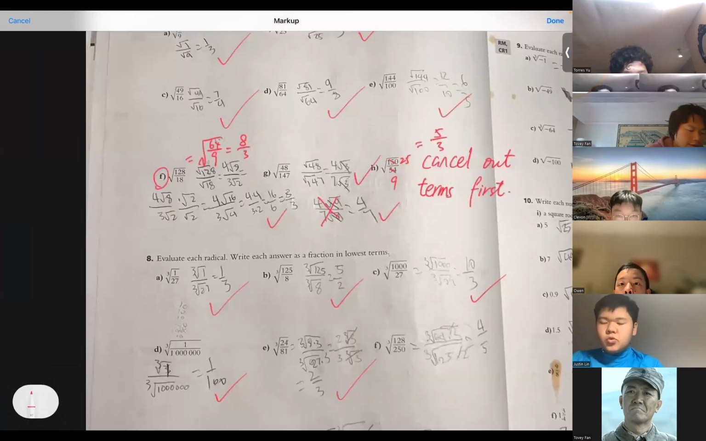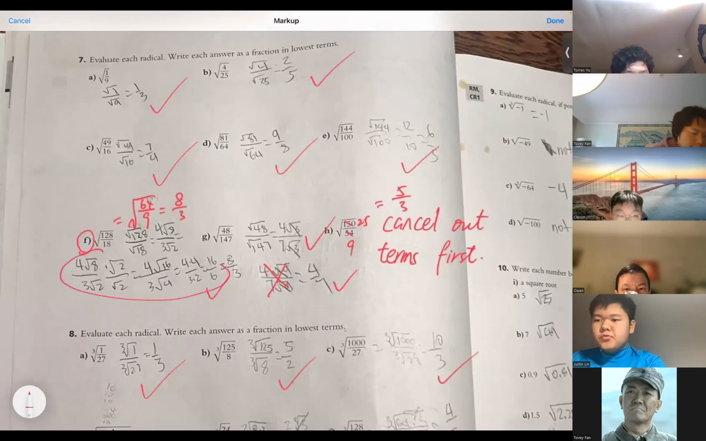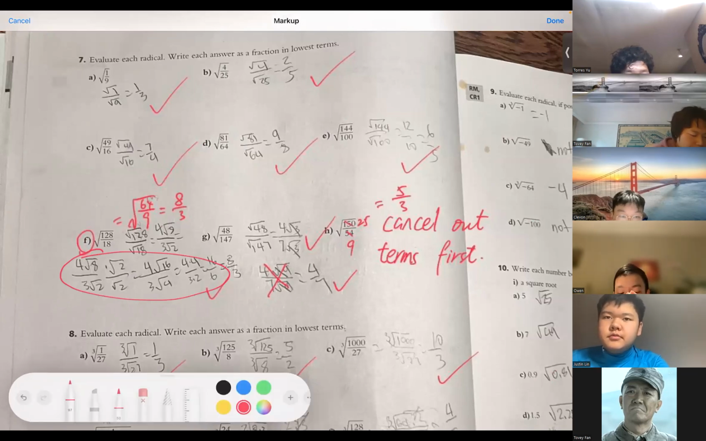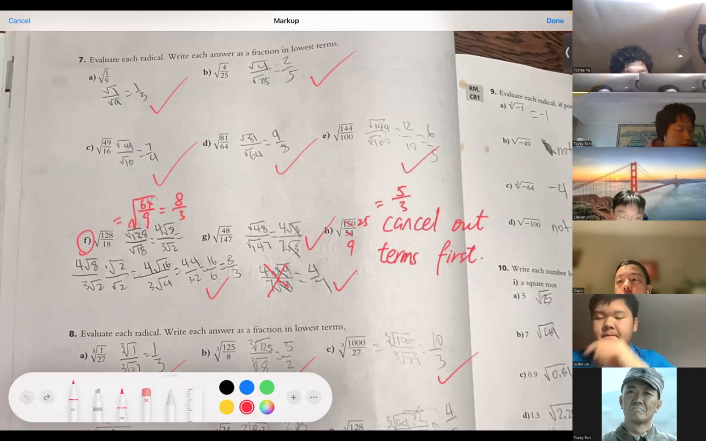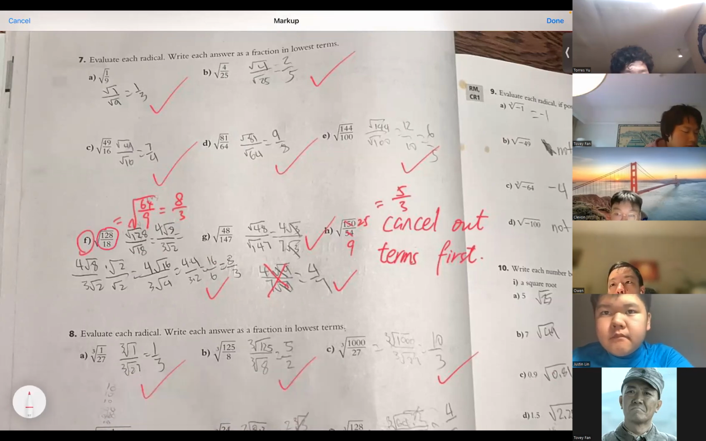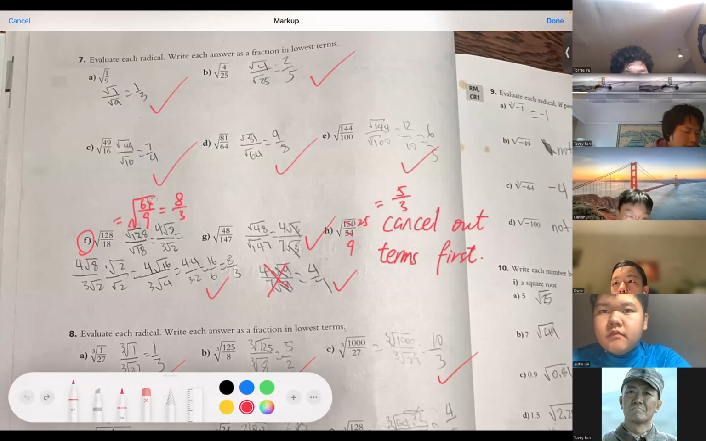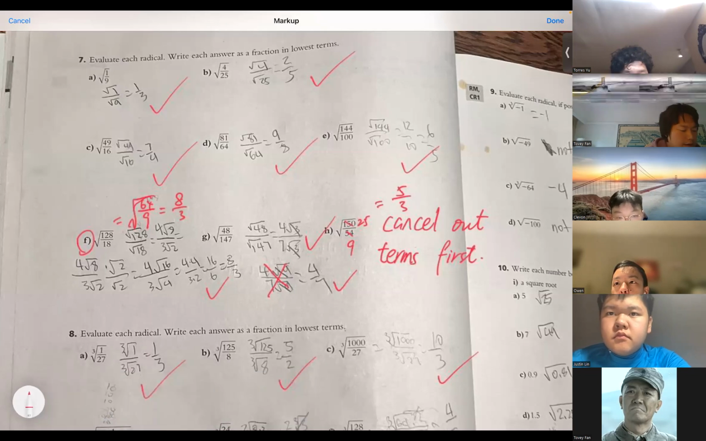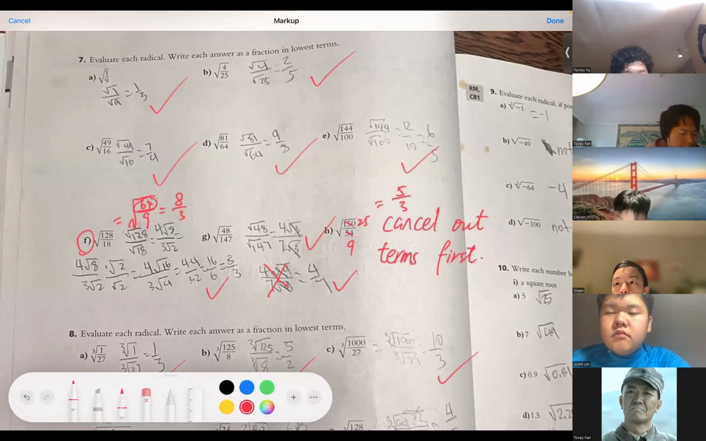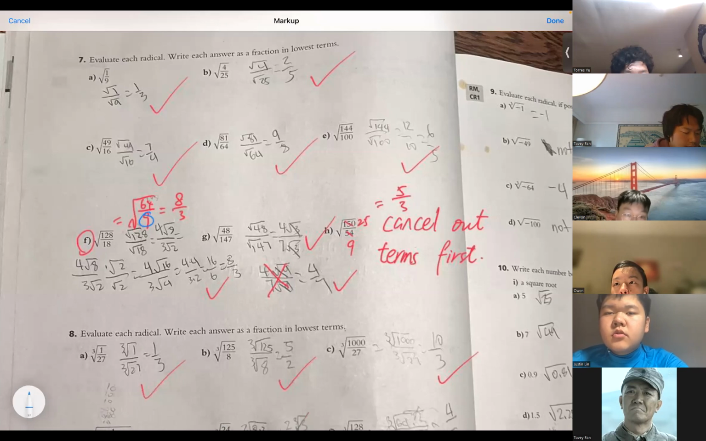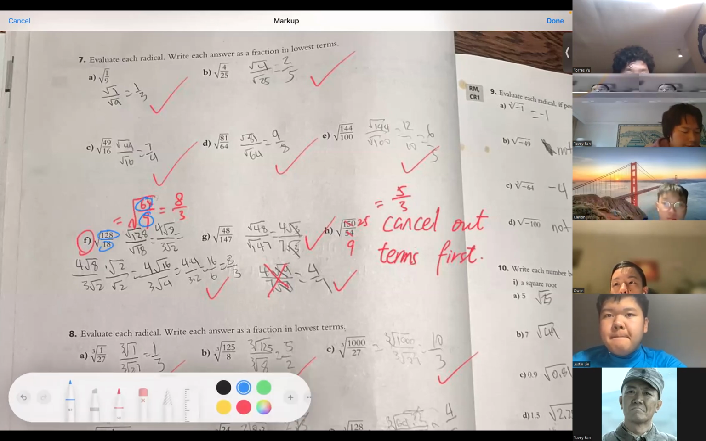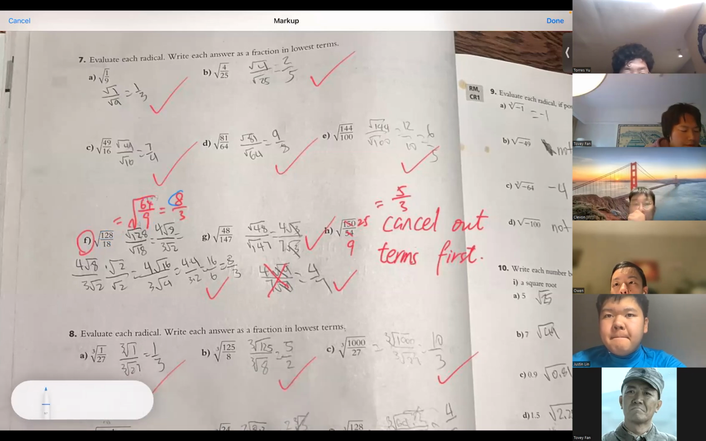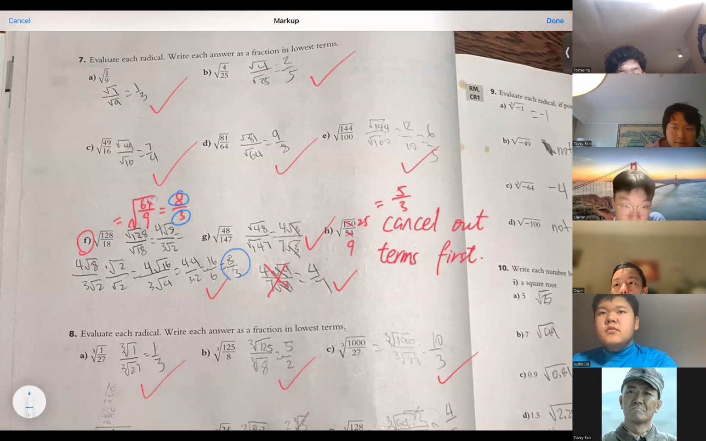So let's say question F. When you do this, it takes a lot of time, right? Because you didn't cancel out terms first. If you cancel out, you see that 128 and 18 are both even numbers, so just divide by 2. The numerator becomes 64, and the other becomes 9. 18 divided by 2 is 9, 128 divided by 2 is 64. In this case, we will take a square root. The top becomes 8, the bottom becomes 3, and that's it.